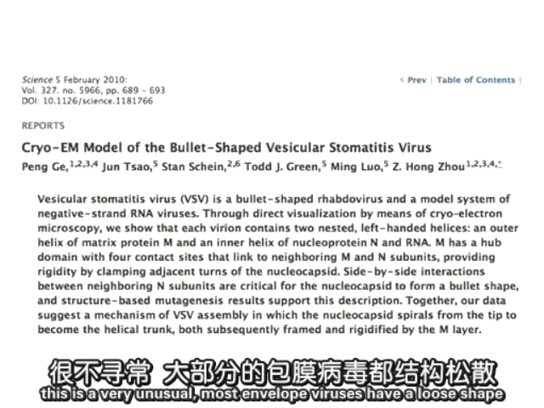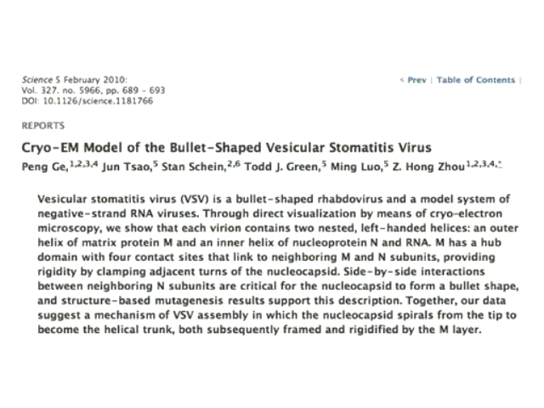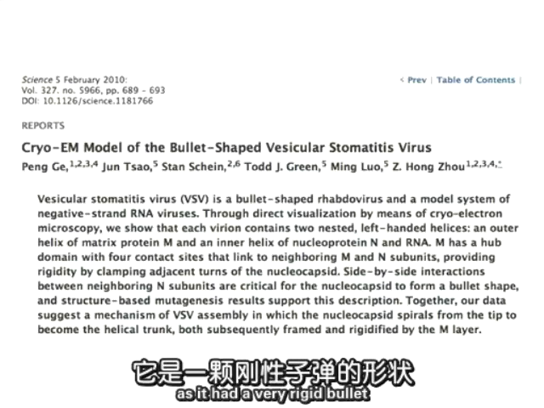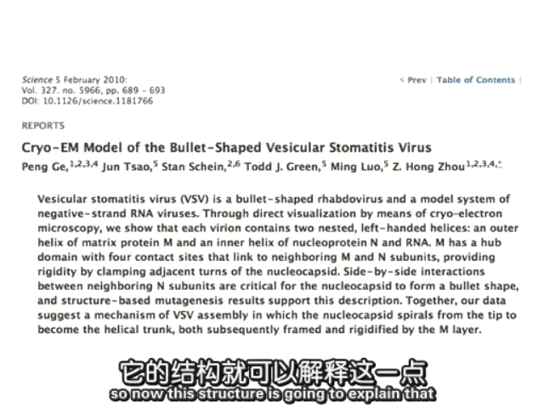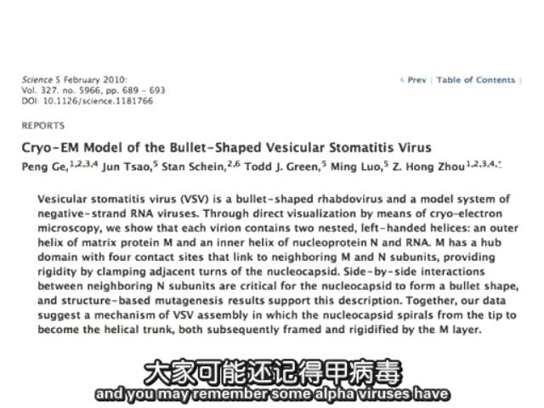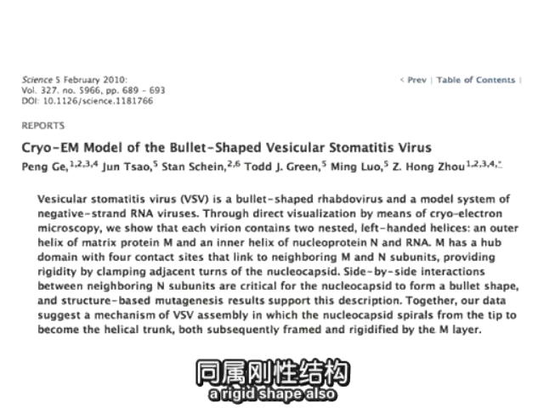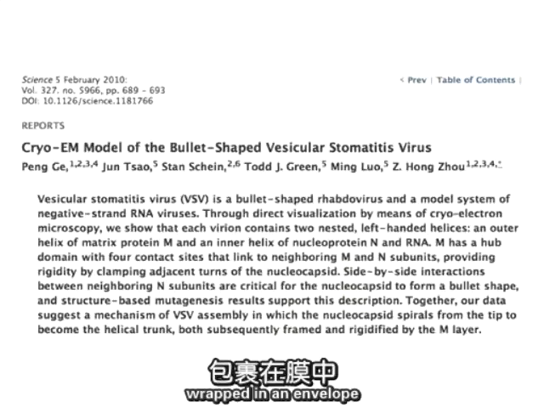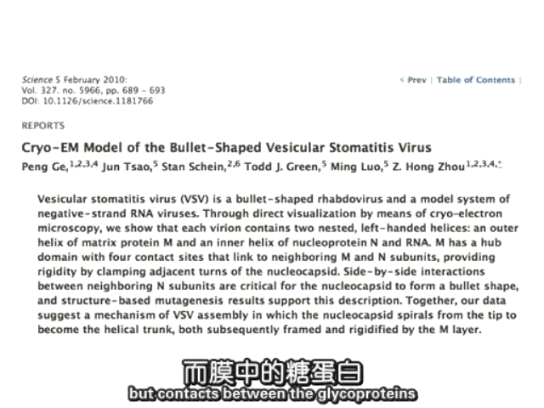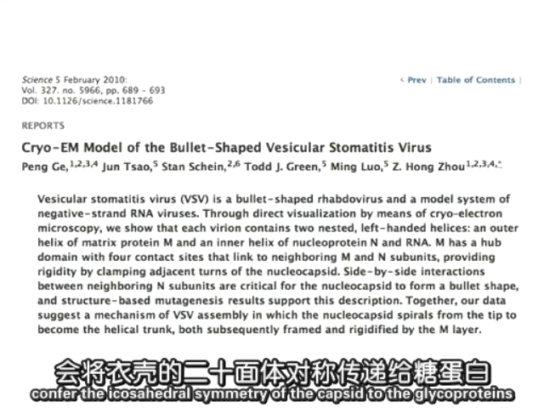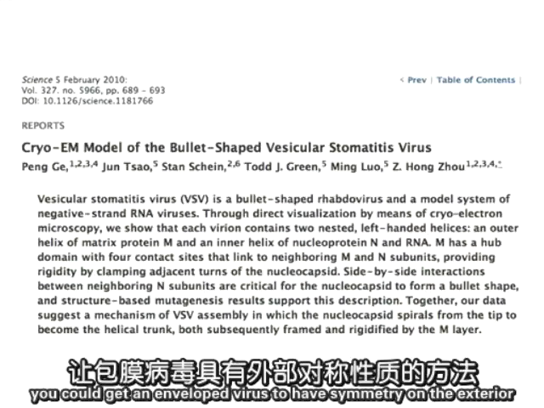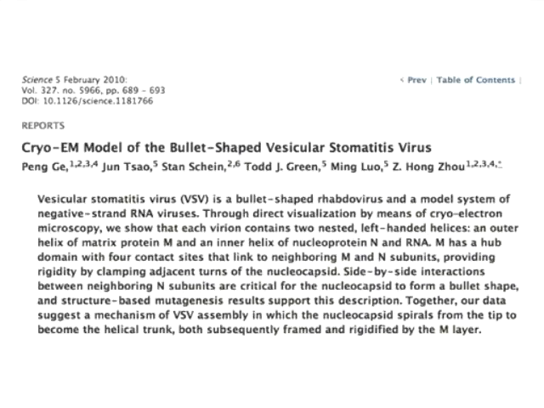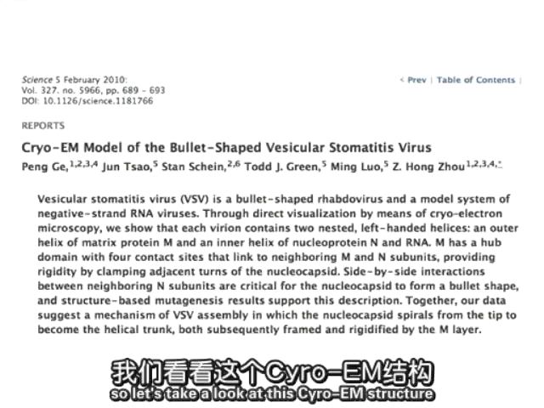Most enveloped viruses have a loose shape, and VSV is one of the exceptions. It has this very rigid bullet. So now the structure is going to explain that. And you may remember some alpha viruses have a rigid shape also, despite being enveloped. They have an icosahedral capsid wrapped in an envelope, but contacts between the glycoproteins in the envelope and the capsid confer the icosahedral symmetry of the capsid to the glycoproteins. So that's one way you could get an enveloped virus to have symmetry on the exterior. This is another way. So let's take a look at this cryo-EM structure.